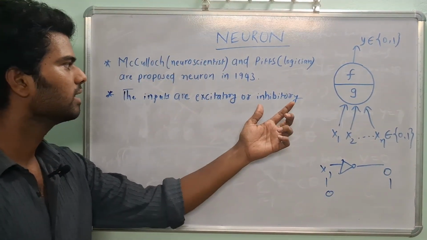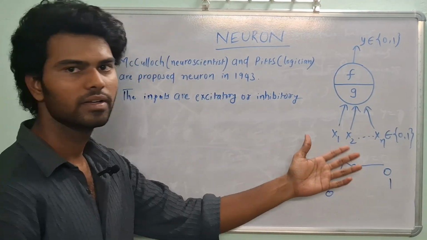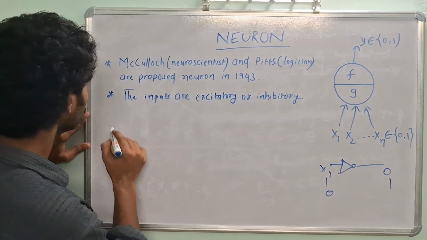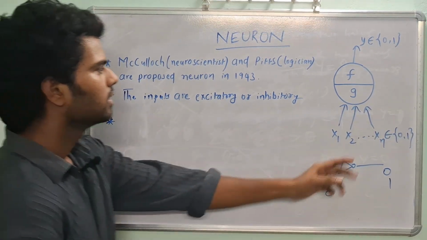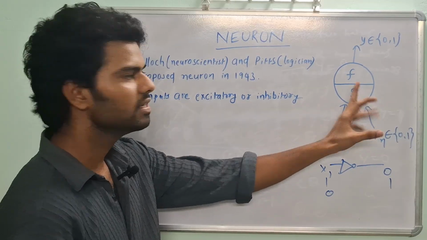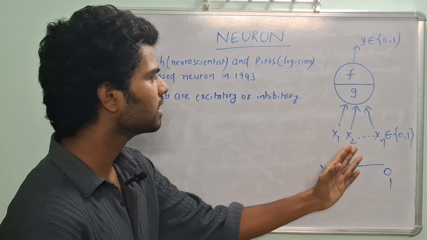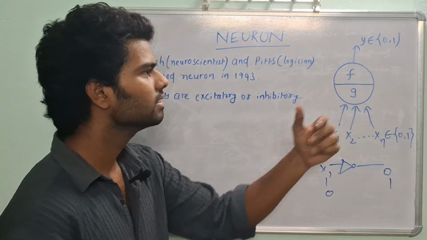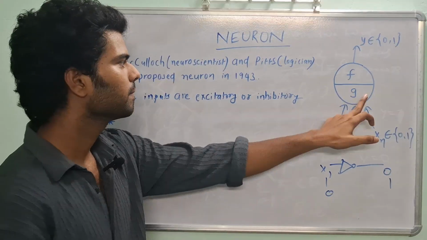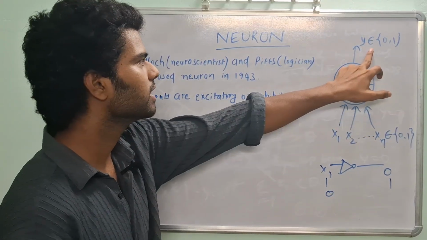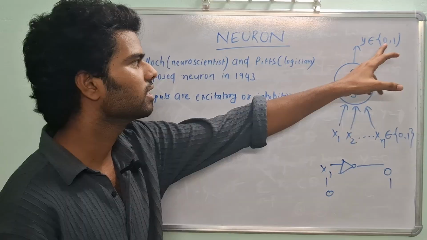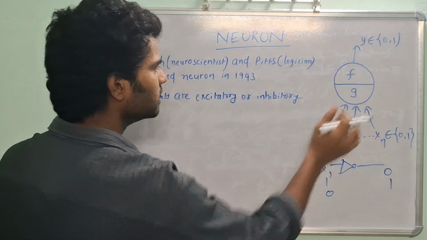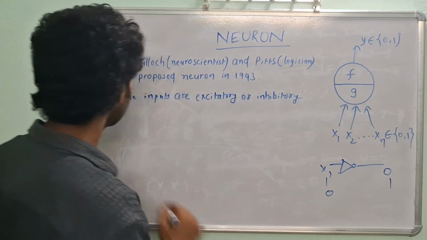So how exactly the inhibitory inputs work, we will now see. Here G is a function. The G function aggregates all the inputs, and F is a function. F takes decisions based on the G function. So Y is the output, whether the output is 0 or 1. Now we will see how the G function and F function work.